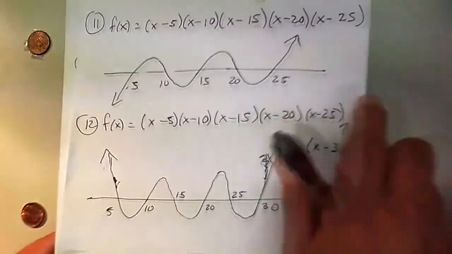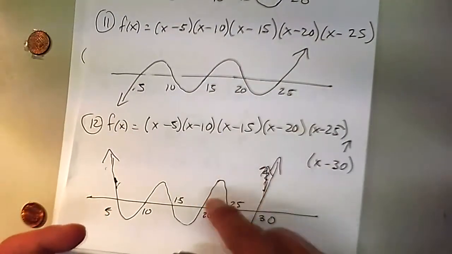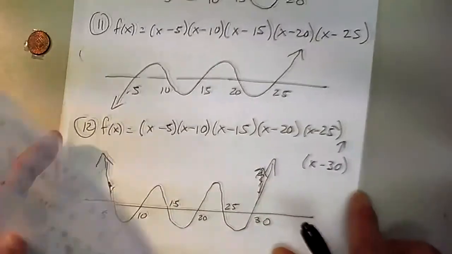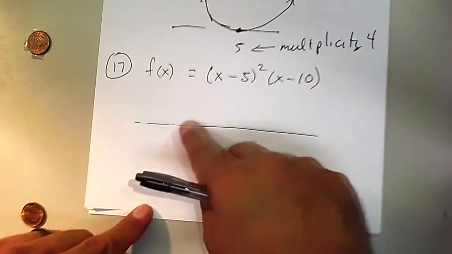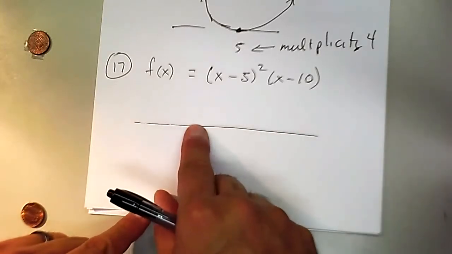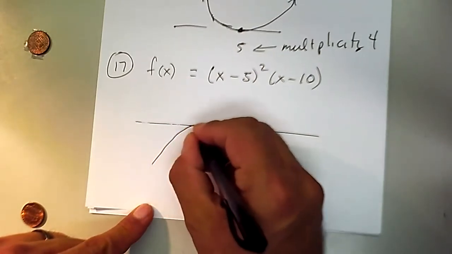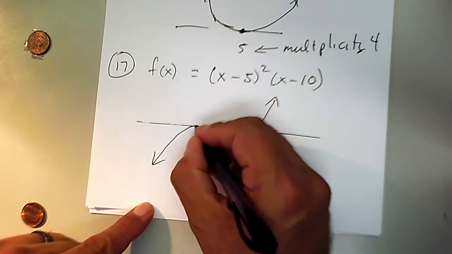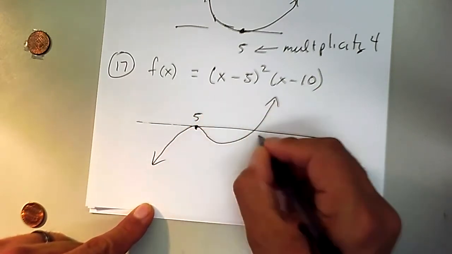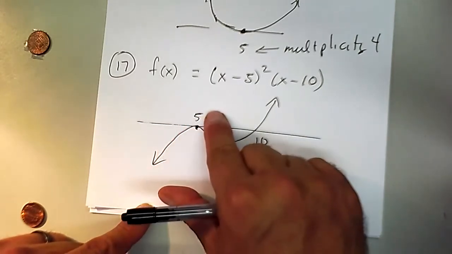I mean, the most turns that we could have with 5 factors or 6 factors, 1, So I know this is going to behave this way, and we're going to go through 5, but not through the x-axis. We're going to bounce off the x-axis, and then we're going to go through the 10. So this is going to be 5, while this is going to be 10. And we're not going to go through the x-axis.